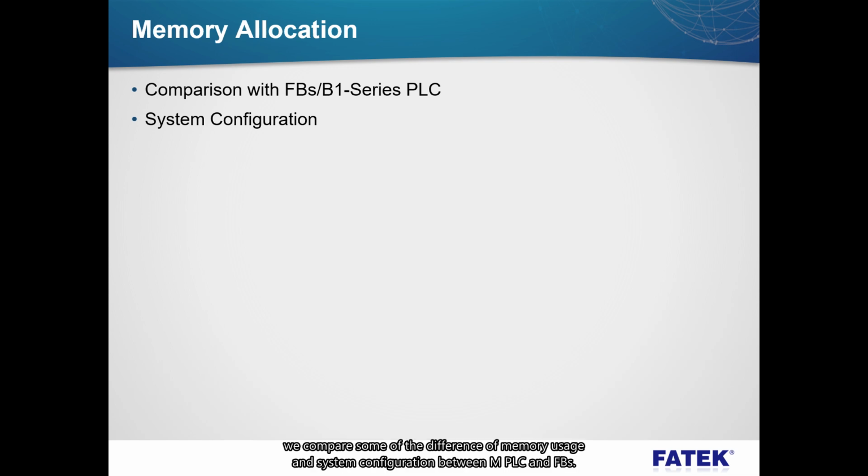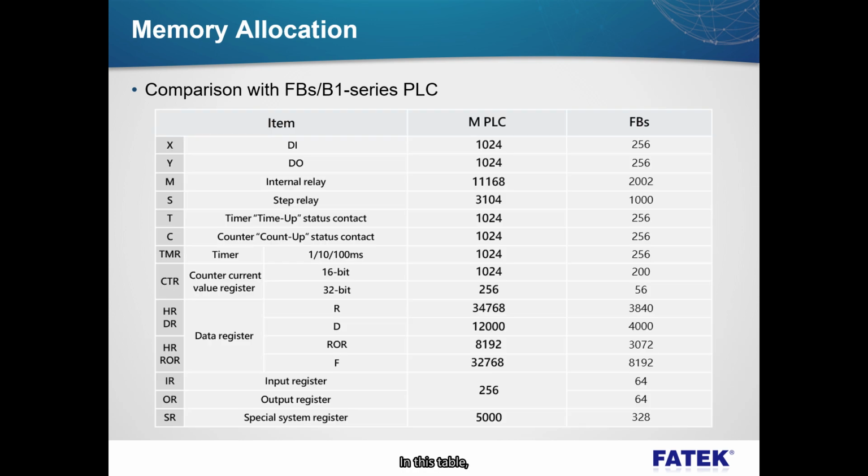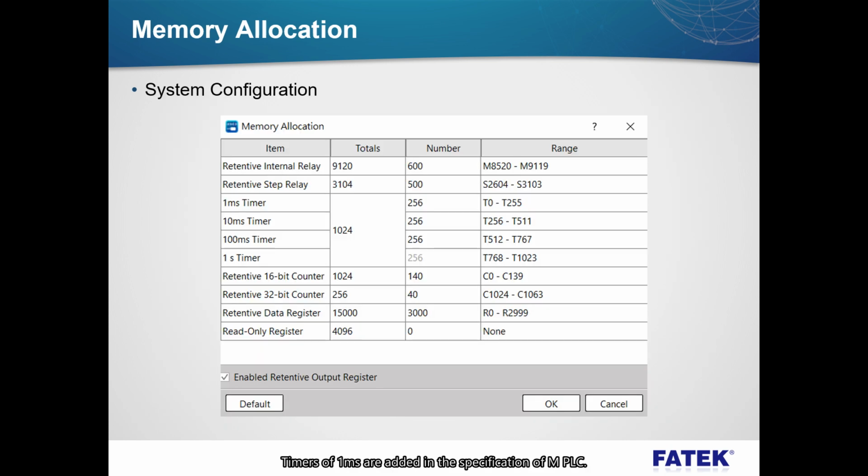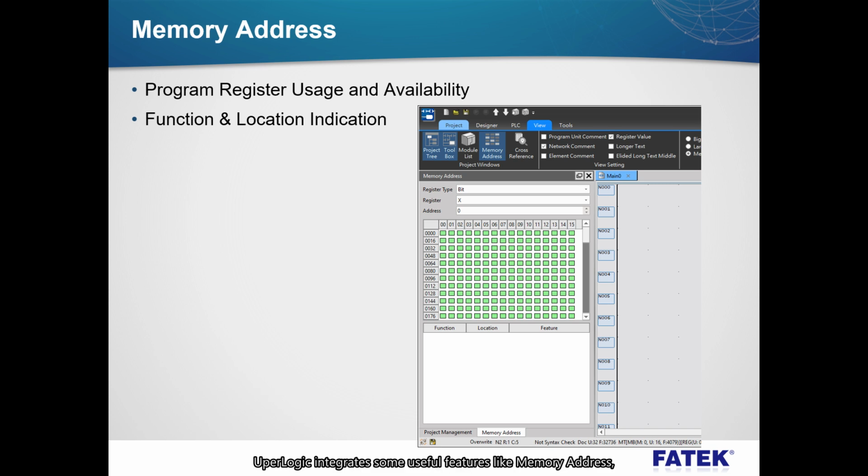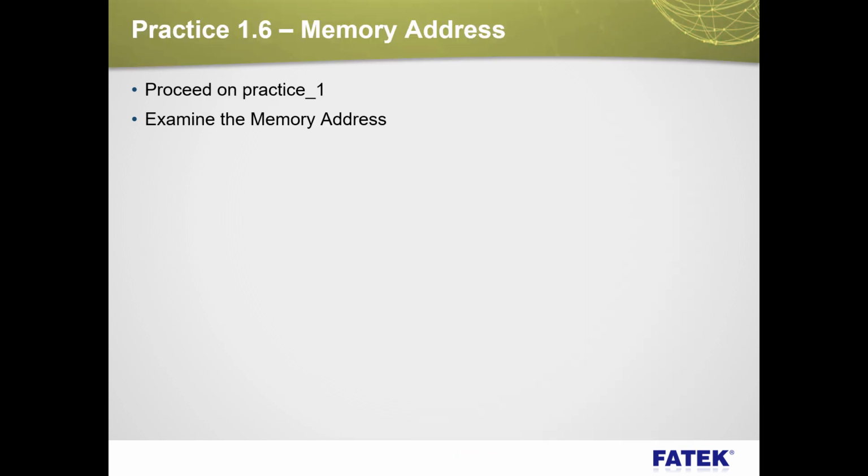Next up, we compare some of the difference of memory usage and system configuration between MPLC and FBs. In this table, MPLC presents an upgrade of 3 to 10-fold regarding supported quantity of device memory. Timers of 1 millisecond are added in the specification of MPLC. UperLogic integrates some useful features like memory address, which gives users an easy way to examine the status of used and available device memory. Let's see how it can be used.